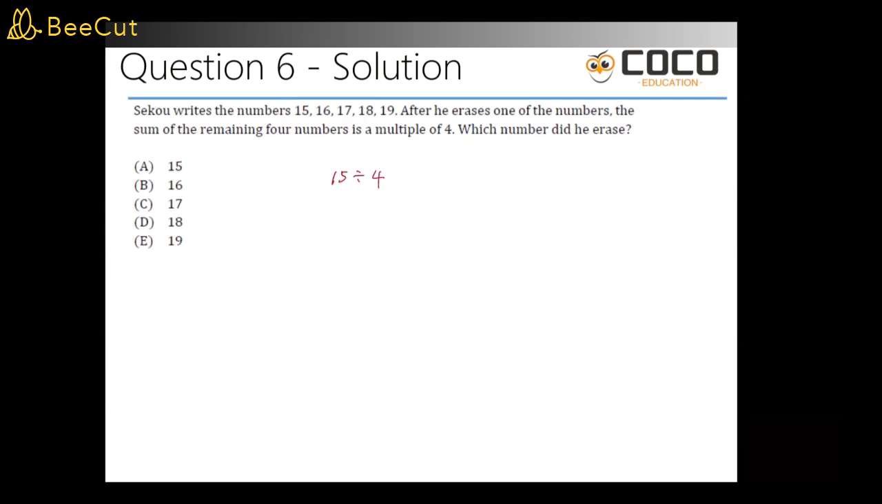15 divided by 4, that's remainder of 3. 16 divided by 4 is remainder 0. 17 divided by 4, remainder 1. 18 divided by 4 is remainder 2. Then 19 divided by 4 is remainder 3.